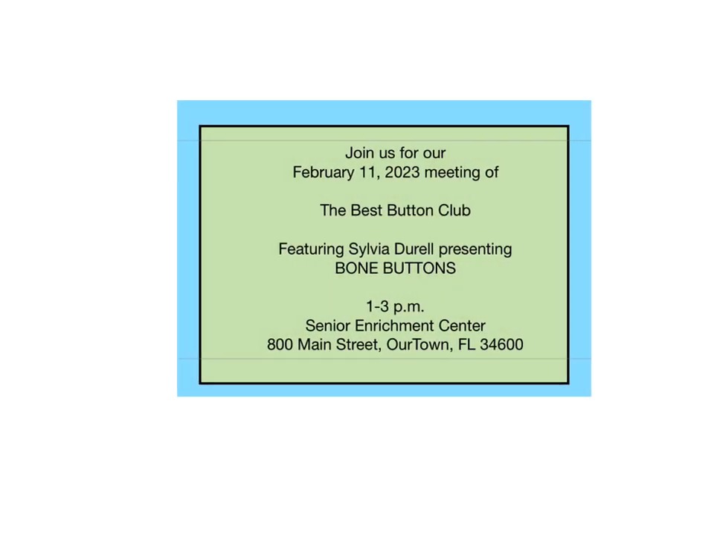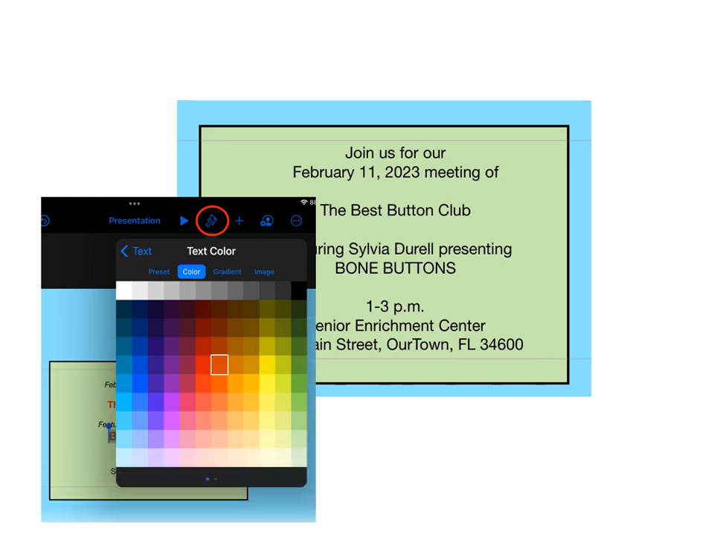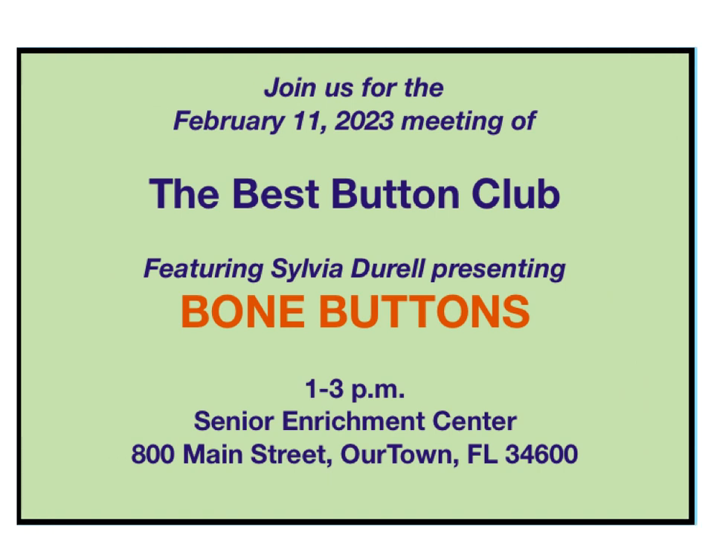I see that none of the text stands out, so I tap to highlight the Best Button Club and Bone buttons and go back to the Paintbrush. Under text, I change the size of those words and the colors. I also made the other text italic, which can be done under Paintbrush and the text size, but also on your keyboard. I decide to make Bone buttons orange to make it really stand out.